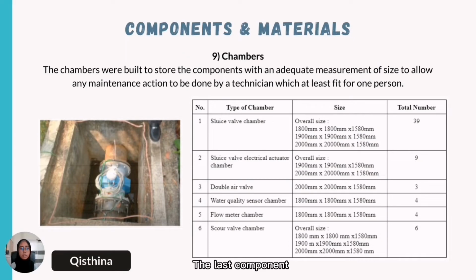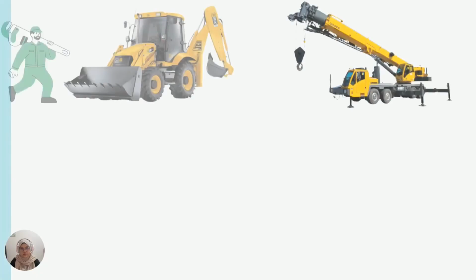The last component of the water reticulation is the chamber. The chambers were built to store the components with an adequate measurement of size to allow any maintenance action to be done by a technician, which at least fits one person. The table above shows the type of chamber, the size of the chamber, and the total number of the chamber involved in this project.